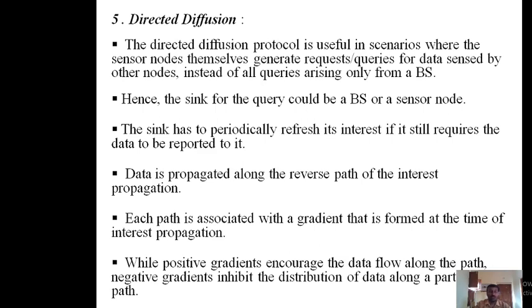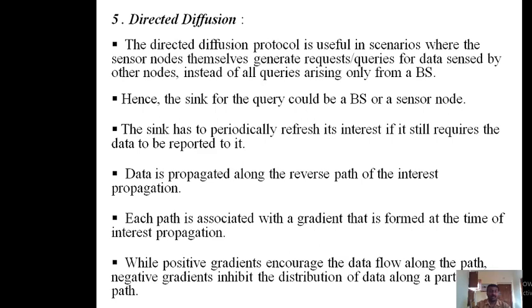Then the next point in directed diffusion is that the path is associated with a gradient. Gradient means a value that is formed at the time of interest propagation. If that value is positive, it encourages the data flow along that path. If it is a negative gradient, it inhibits the distribution of data along the particular path. That means if the value is negative, it does not encourage the data flow. If the value is positive, it encourages the data flow in that path.